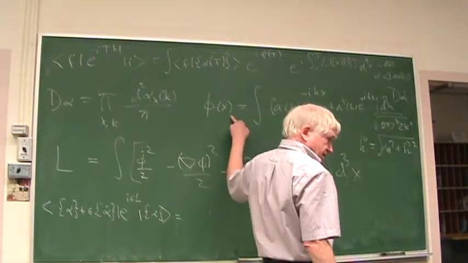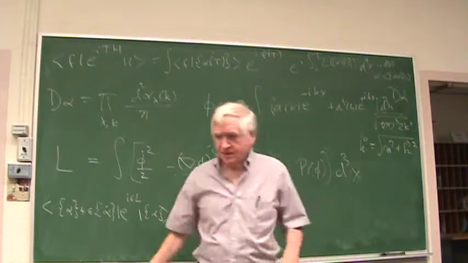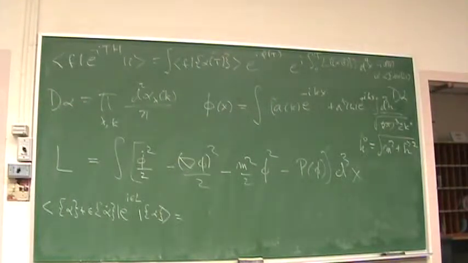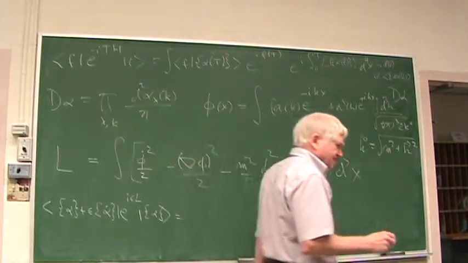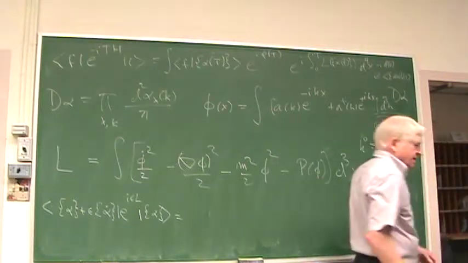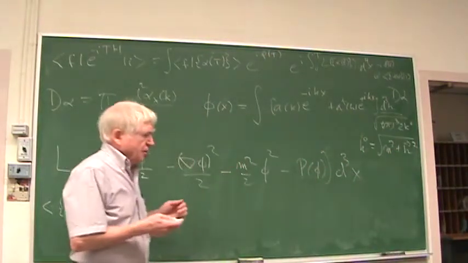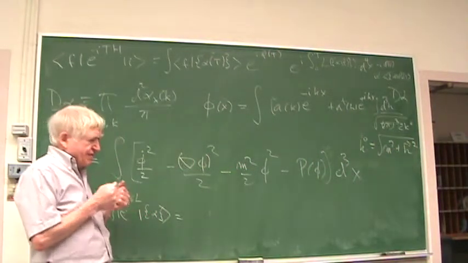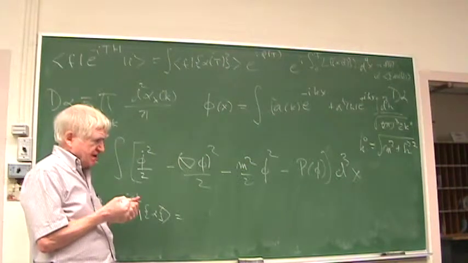Why is it like that? Great question. The basic idea goes to the heart of field theory, namely that what you try to do is represent the canonical commutation relations.